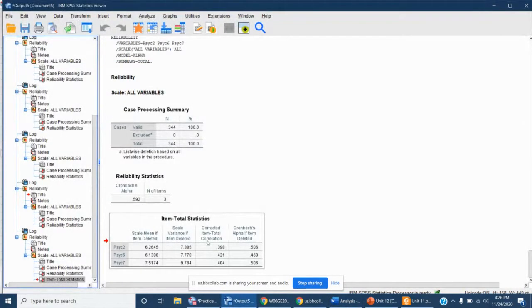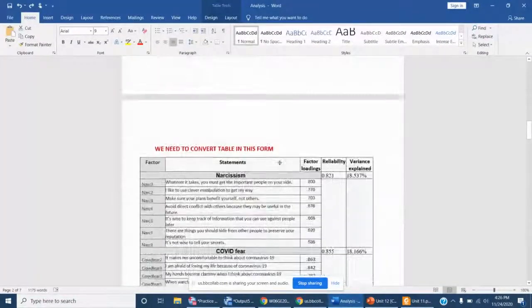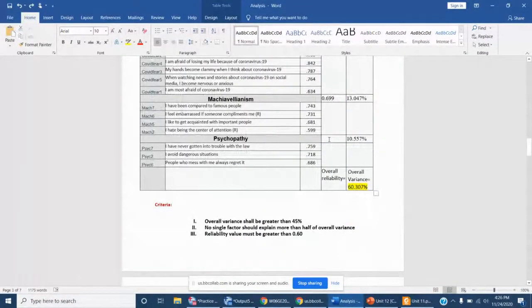Okay. So now all three questions are important, because if we delete any of these questions, the value reduces from the original value, which is 0.592. So what should we do now? We are facing a reliability issue here. I will just write the original value 0.592 and try to check the overall value. What is the overall reliability value?